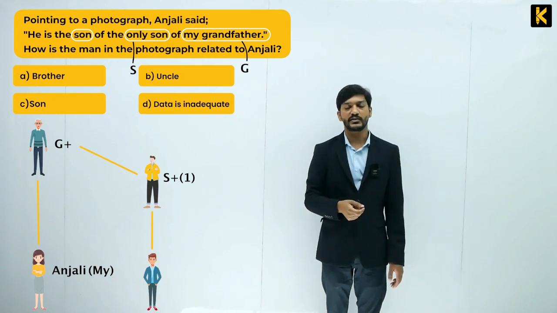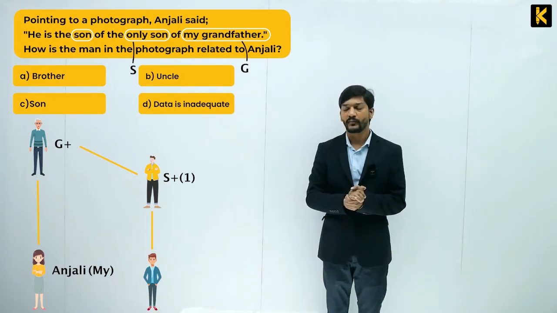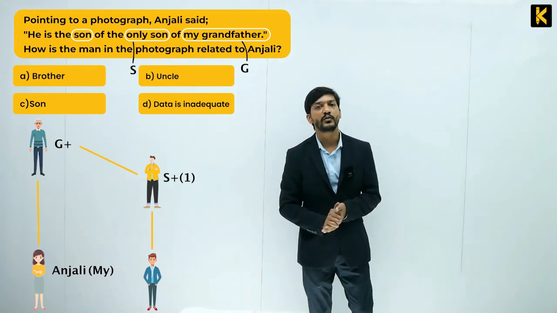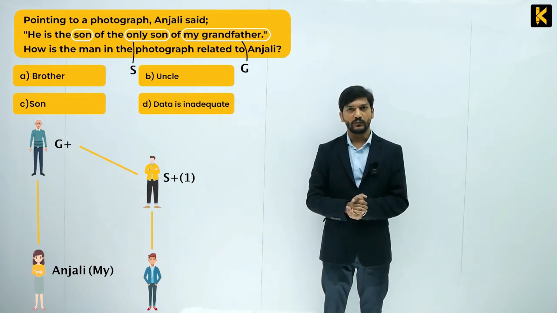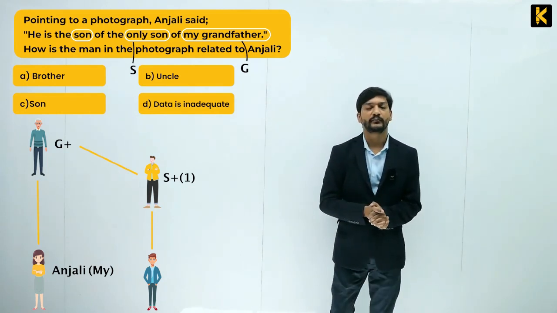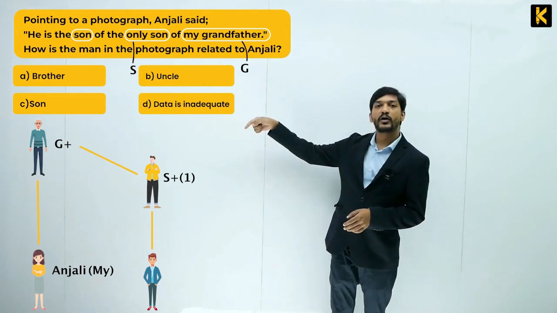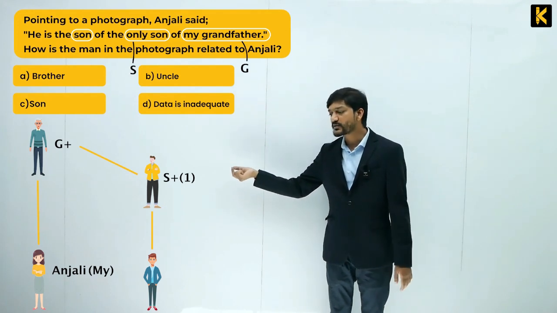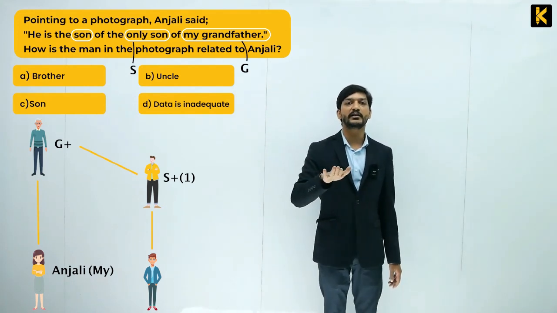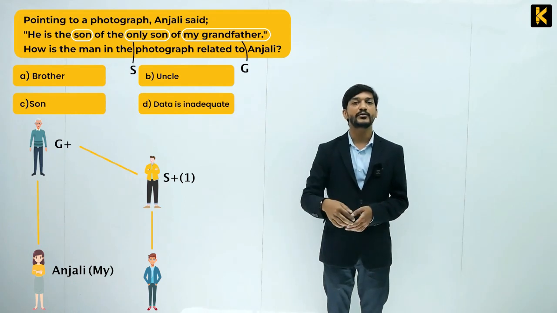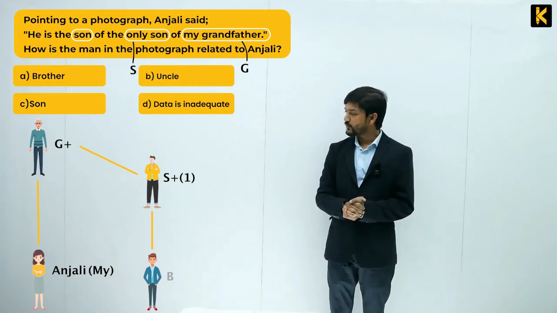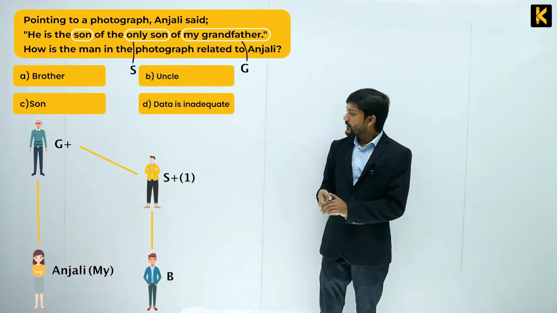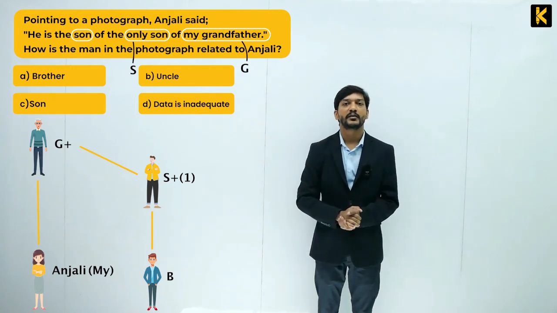Son is a close relation, so I will draw a single line. That one person I need to represent with one more letter. Now, this person is also a son. That was son of G. Now this is son of S. I cannot represent this son with letter S because that letter is already taken. So I need to take one more letter. Suppose I am taking letter B. So son of S I am representing with letter B.